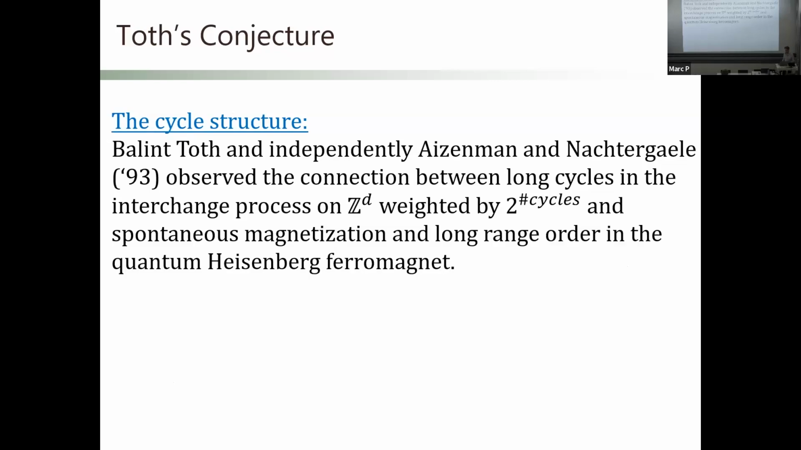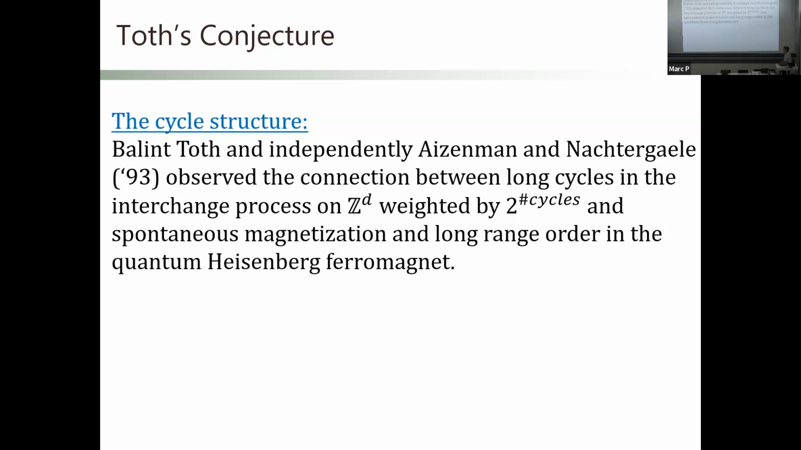And what Toth showed was that if you can understand a weighted version of the interchange process, where you take the interchange process and then reweight it by the random permutation by a factor of 2 to the power of the number of cycles in it, then if this has infinite cycles in it, that will tell you that you have spontaneous magnetization in the quantum Heisenberg ferromagnet, which is an open problem in mathematical physics.